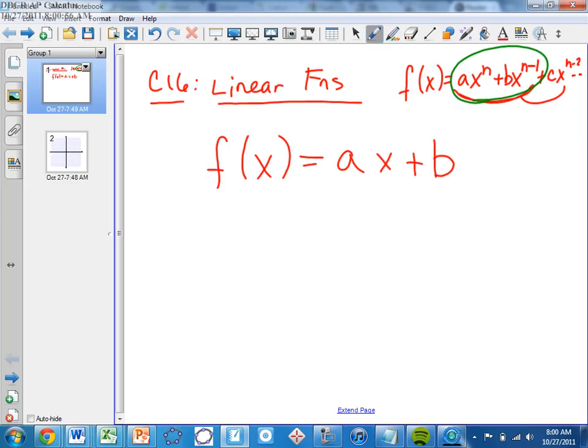Now in this case, n would just be a 1 right here. So 1 minus a 1 right here would make this go to 0. That's where the b just comes from. So this is ax to the 1 plus b, which is what we have right here. So we're only looking at the first two parts of our function notation today.